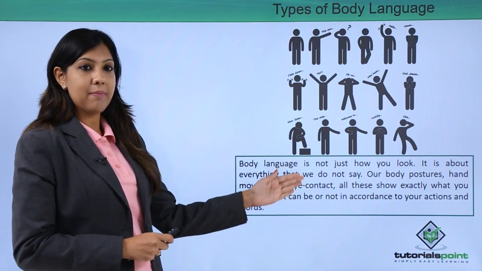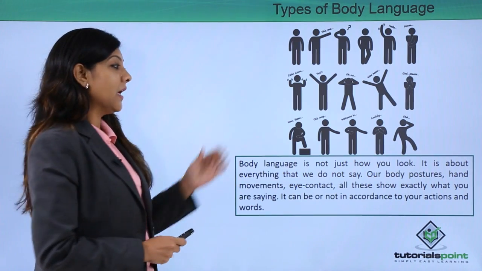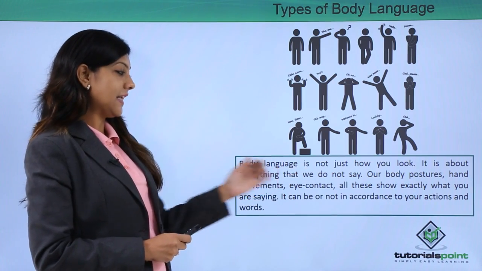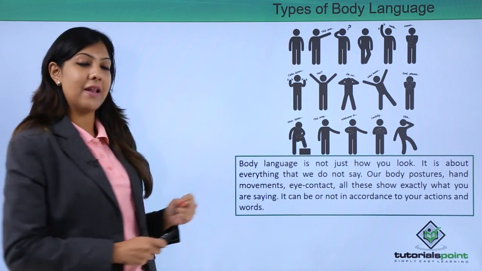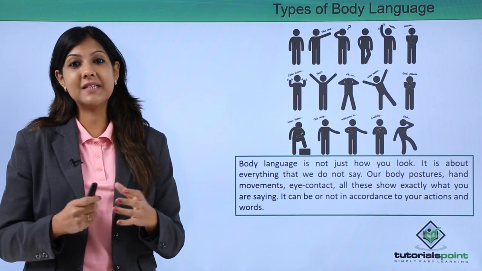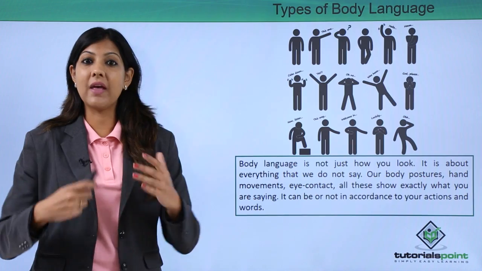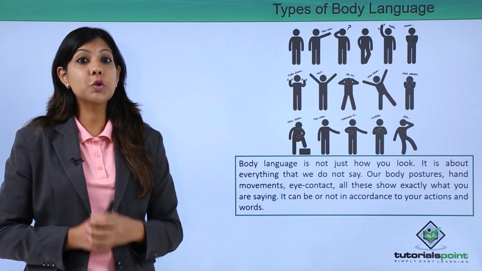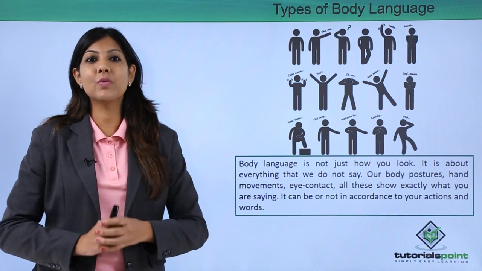Body language is not just about how you look or dress. It is also about everything that we do not say. Our body postures, our hand movements, our gestures and eye contact all show exactly what you are not saying. It can be or not be in accordance with your actions as well as your words. Not always will your body language or actions match the words that you're saying. At times, the person who's saying something might have a discrepancy with their body language. The action may not match the words. Hence, it is always good to observe the other person, what he or she is doing or not doing, purely by observing their body language.